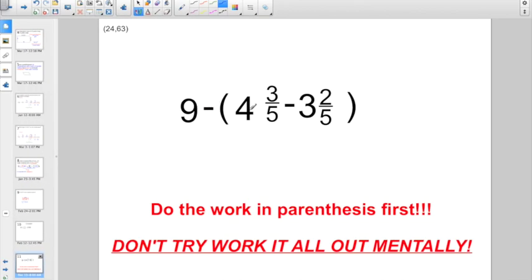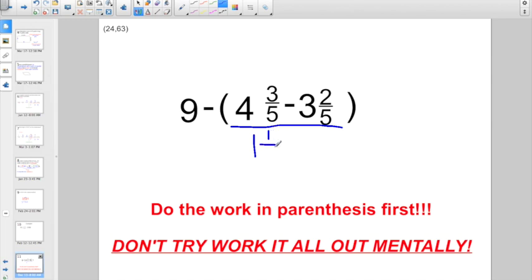9 minus (4 and 3/5 minus 3 and 2/5). Couple of hints here. Number one, do the work in parentheses first, but also don't try to work it all out mentally. Maybe you might be able to do this in your head. 4 and 3/5 minus 3 and 2/5. Doesn't look to me like I'm going to have to borrow anything, so we should be safe. I would say that would give us 1 and 1/5.